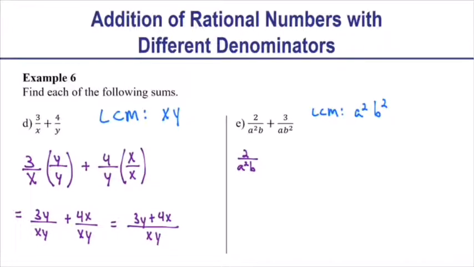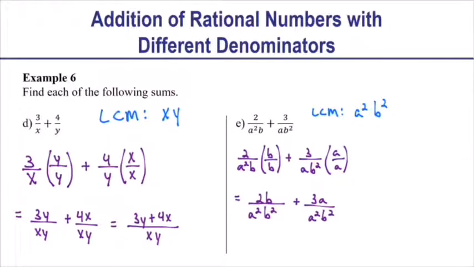Okay, so now let's figure out what to multiply by to get this denominator. This denominator already has 2 a's and a b. Apparently, to get this denominator, all we need is an extra b, so let's multiply that by b over b. And this second fraction has an a and 2 b's. To make this denominator, we just need an extra a, so we'll multiply that by a over a. Okay, now putting these together, this is going to become 2b over a squared b squared, and this one is going to become 3a over a squared b squared.